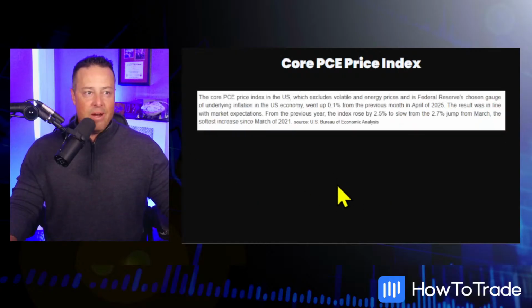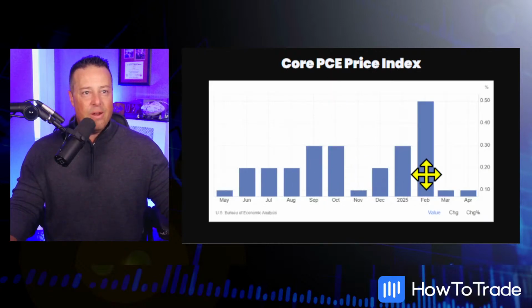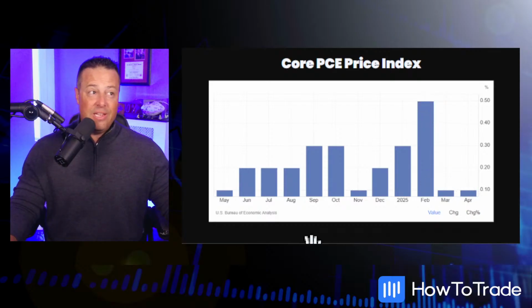Right here, Core PCE Price Index, which excludes volatile energy prices, the Fed's chosen gauge. It went up 0.1% from the previous month. The result was in line with market expectations. It's just not a huge number right here, though. This is interesting. This is your core PCE read, 0.1%, really coming down big from February. It's been an interesting year for inflation. Not real sure what to say about it just yet. Well, we got to wait and see how everything pans out.